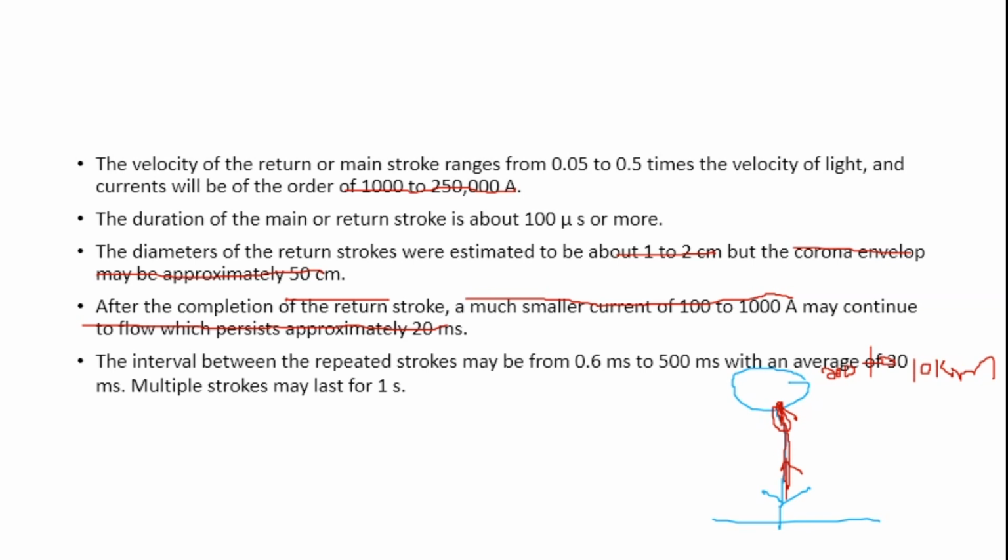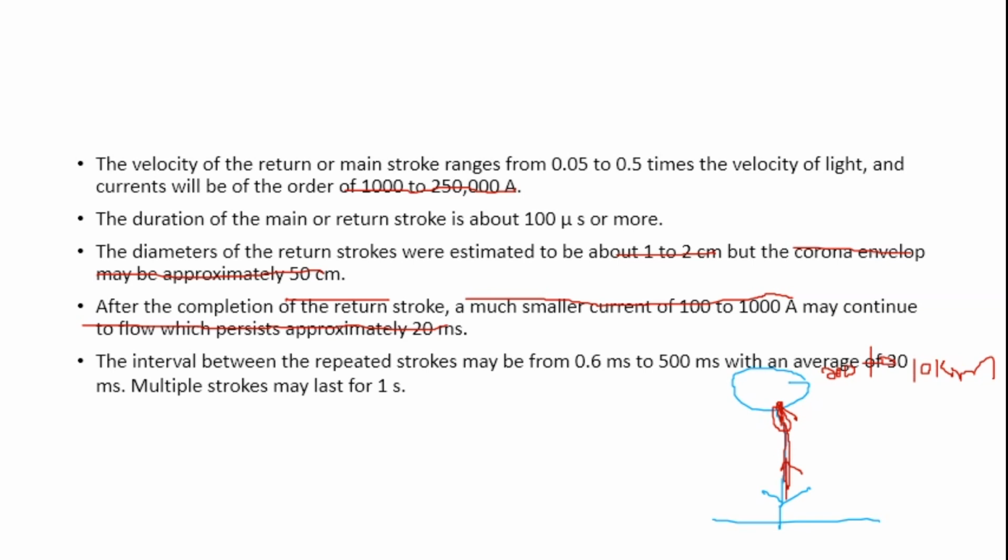So the leader strokes of the repeated strokes progress with a much lower velocity, about 1% of the speed of light, and they do not have any branches. This is what we call a continuous leader, and there is a return stroke for this leader, which is followed by a much smaller amount of current.